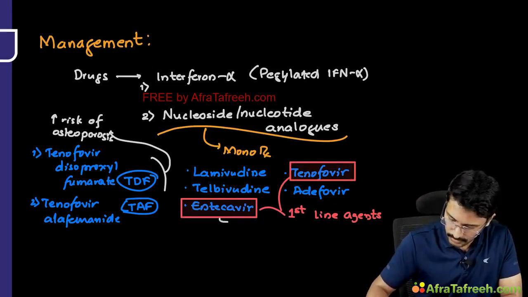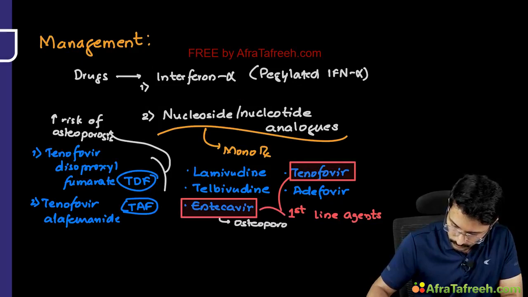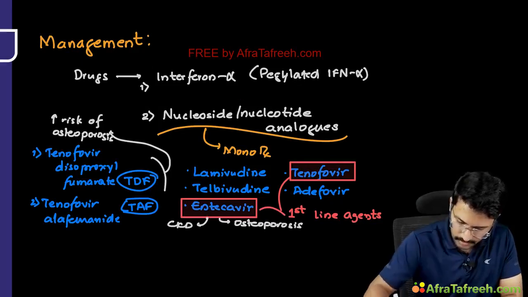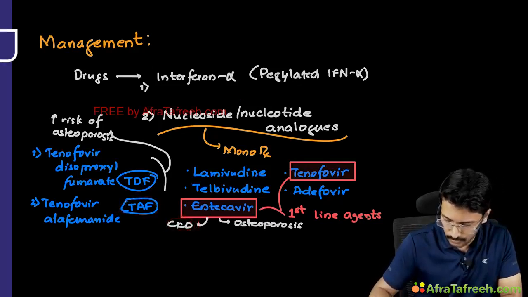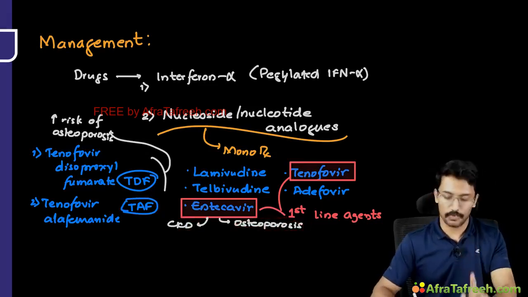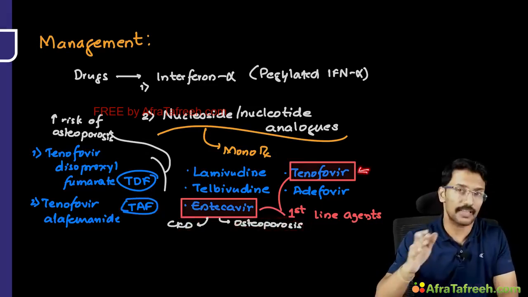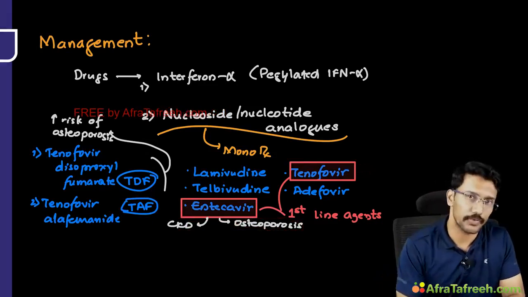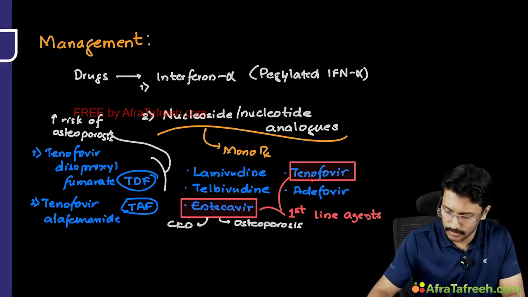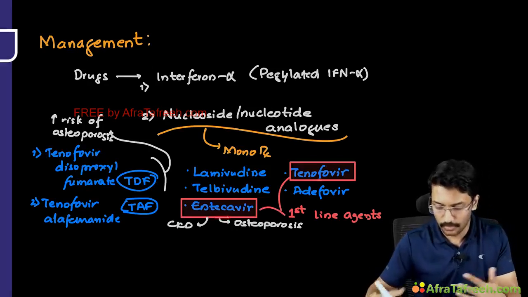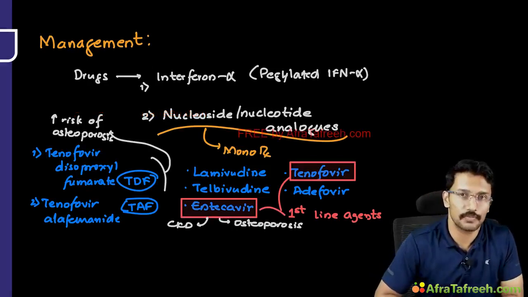So one, when there is a case of osteoporosis, it is preferred, and it is also preferred in patients with chronic kidney disease. So when you have chronic kidney disease, you can think of TAF or entecavir, and when you have osteoporosis, again preferably you can think of entecavir. But efficacy wise, tenofovir is superior, so that is why that is preferred over entecavir. And as I've already told you, it will be monotherapy. So you will be either giving tenofovir or entecavir, not a combination of these agents.